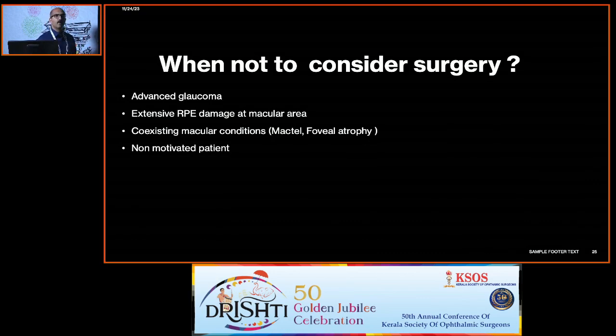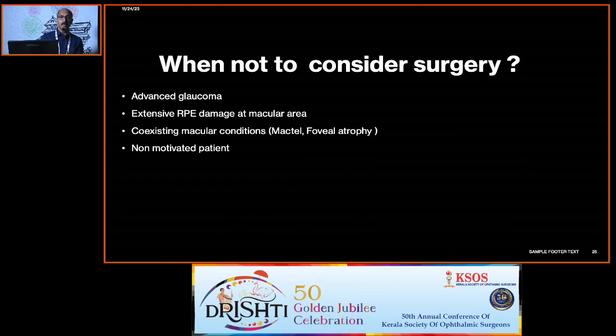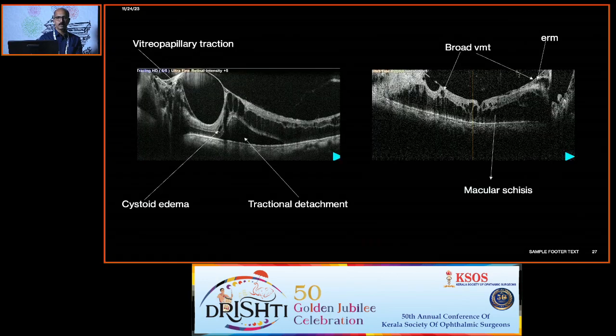Another area is where there is a lot of RPE damage at the macular area. The vision may not benefit. So in these situations we may hold on for surgery, especially a macular hole with macular or foveal atrophy. Or a patient with macular hole and macular ischemia, we do not operate because we know that the functionality will be very less following surgery. But in all the rest of the cases, surgery is the treatment of choice.